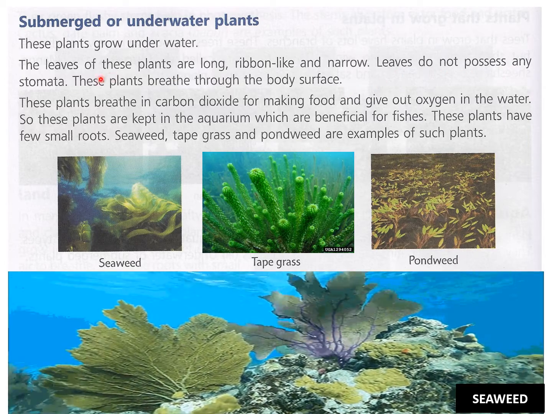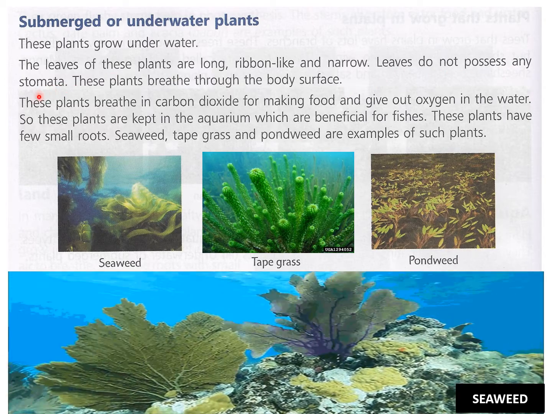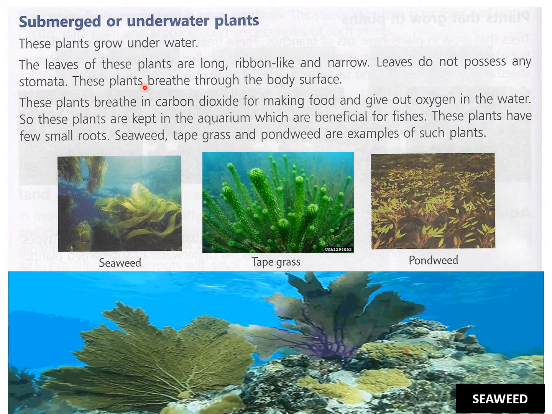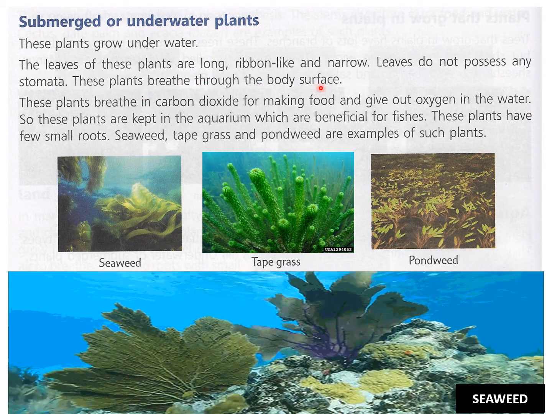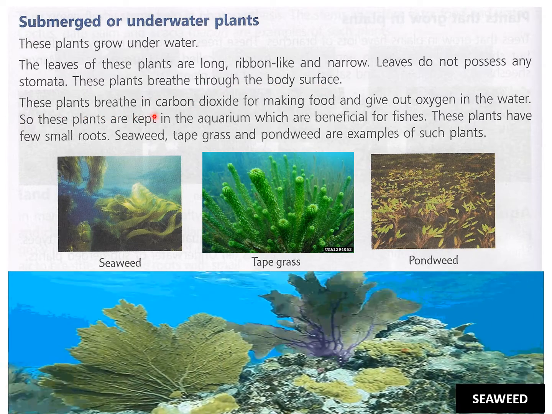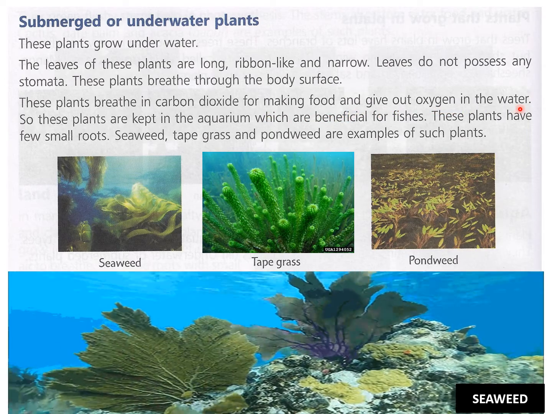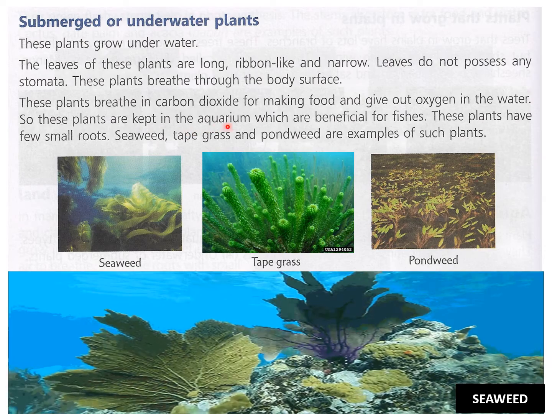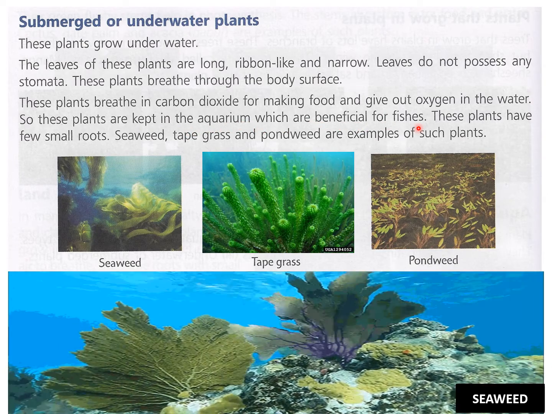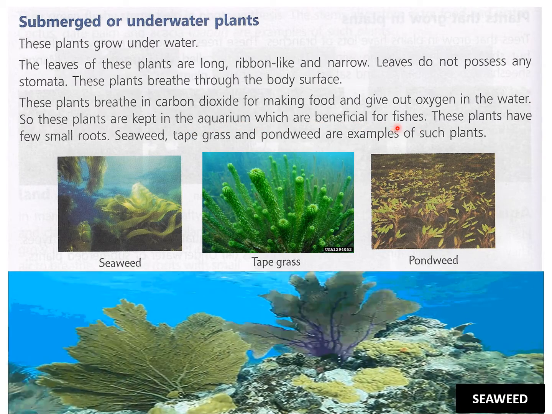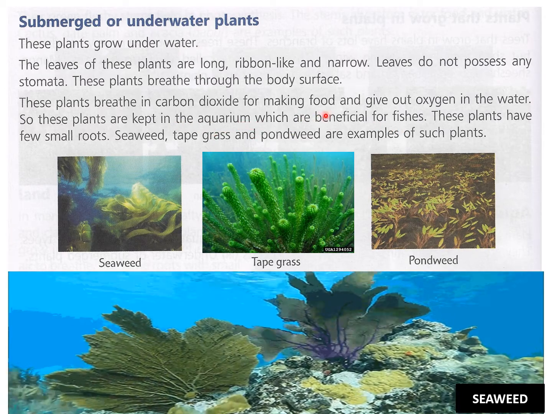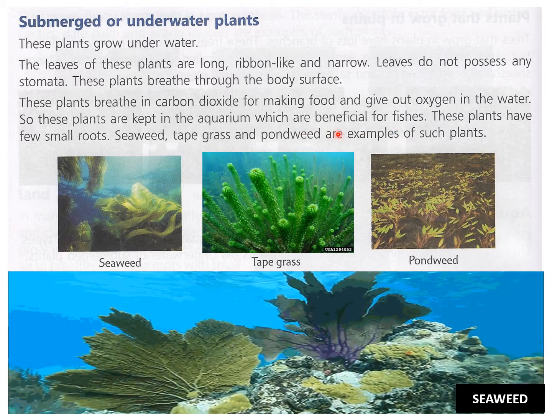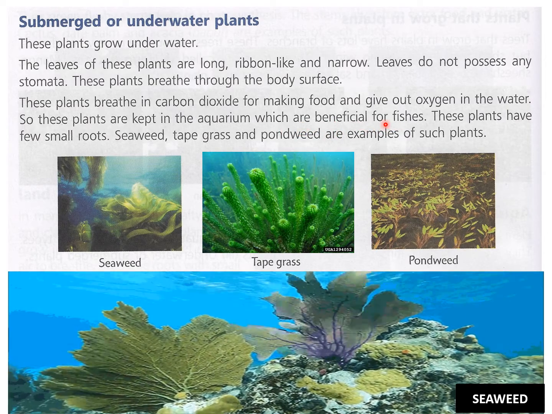Leaves do not possess any stomata. So there are no pores or stomata. They have pores on the body surface and they breathe through the body surface. These plants breathe in carbon dioxide for making food and give out oxygen in the water. So these plants are kept in the aquarium, which are beneficial for fishes because fishes need oxygen for breathing. So whichever oxygen these plants release, that is used by fishes, that is beneficial for fishes in breathing.